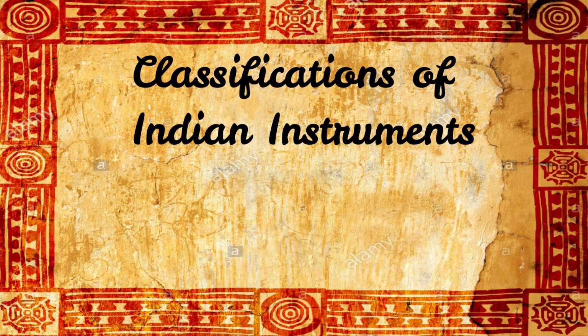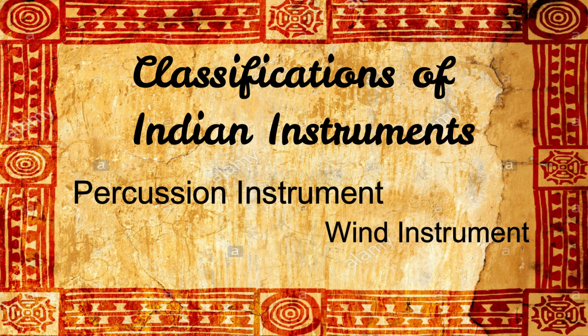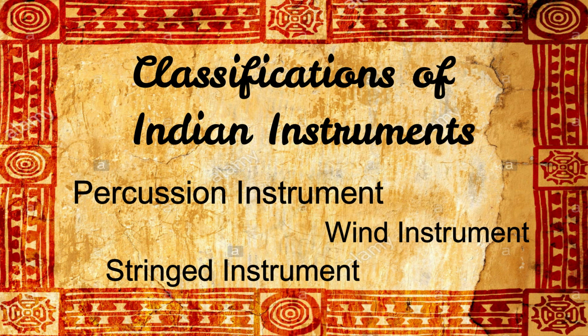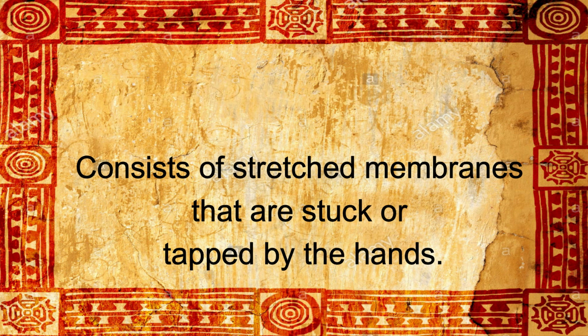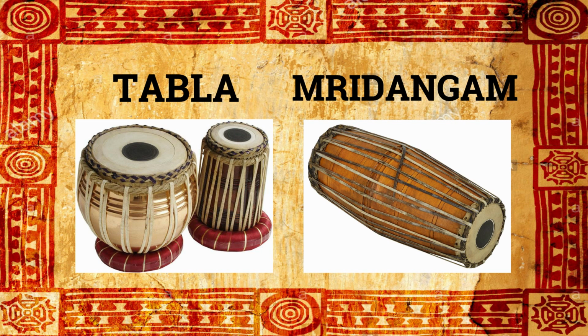After we discuss the characteristics of Indian music, now let us proceed to their musical instruments. The musical instruments of India are classified into three, namely the percussion instrument, the wind instrument, and the string instruments. When we say percussion instrument, it is a group of instruments consisting of stretched membranes that are struck or tapped by the hands. Some examples of percussion instruments in India are tabla and mridangam.